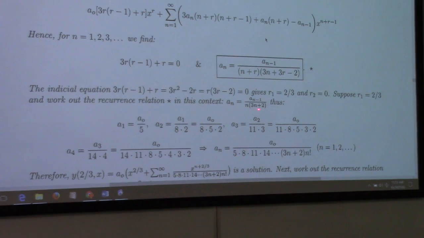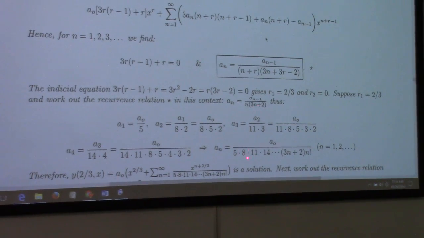Yeah, like this is 3n, this is 1, 3, 6 plus 2, 8, 9 plus 2, 11, 12 plus 2, 14, and so forth, all the way out to 3n plus 2. So that's the pattern.